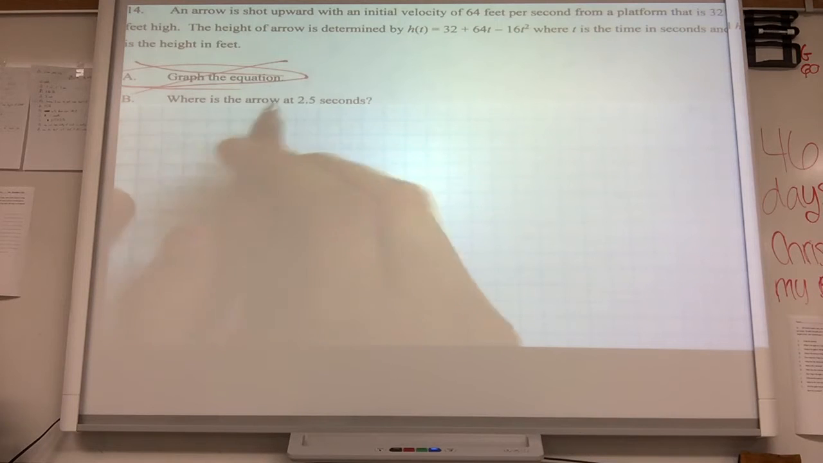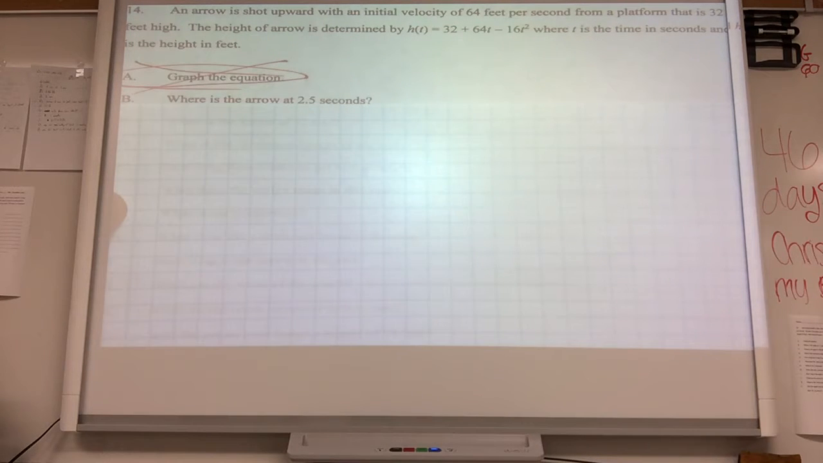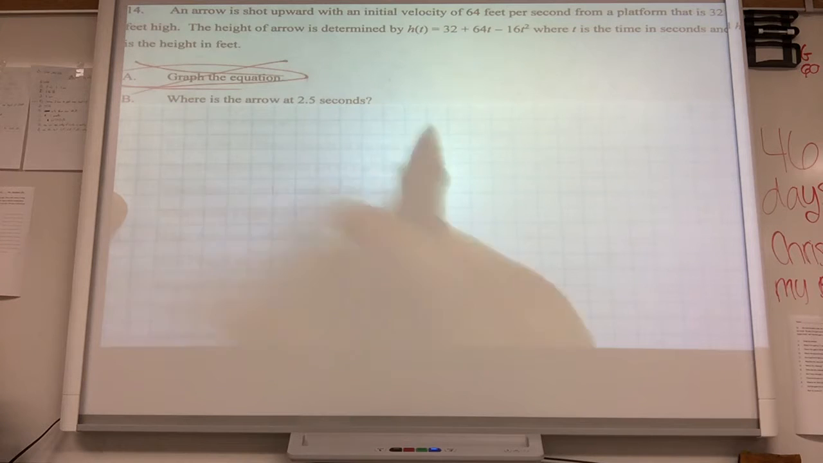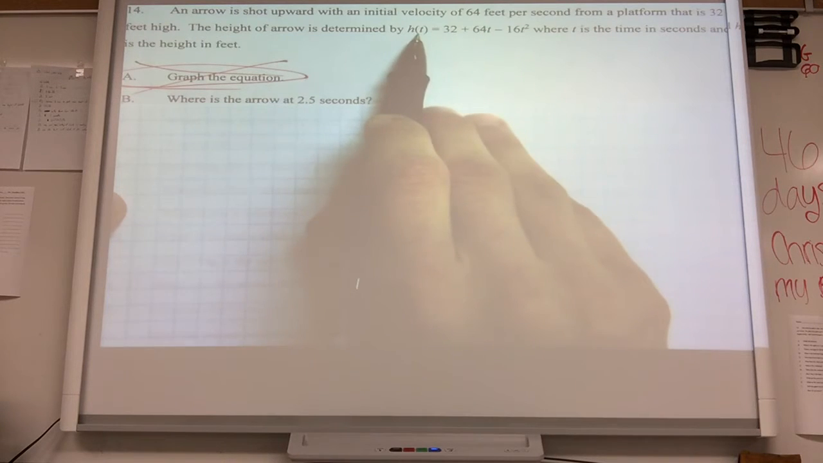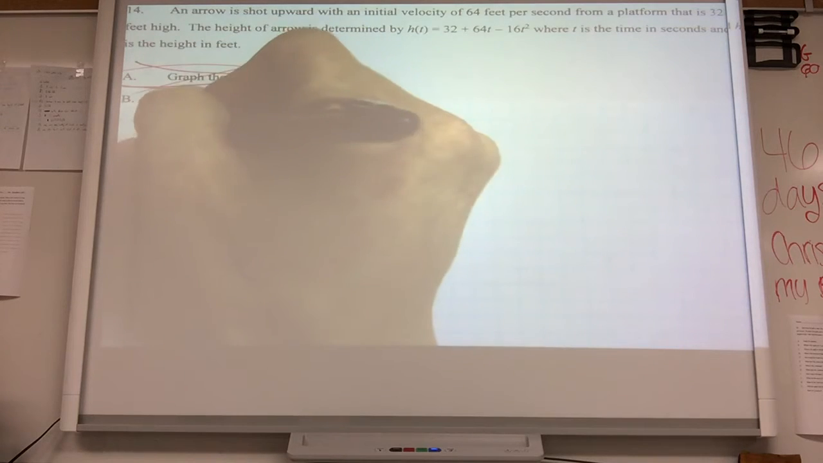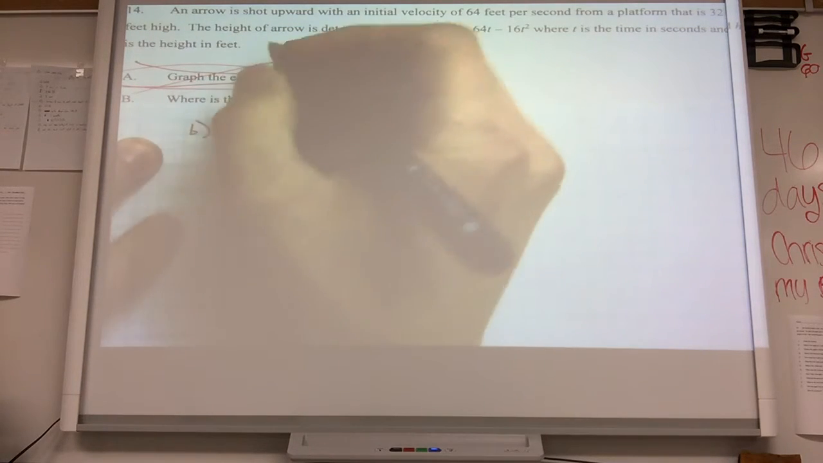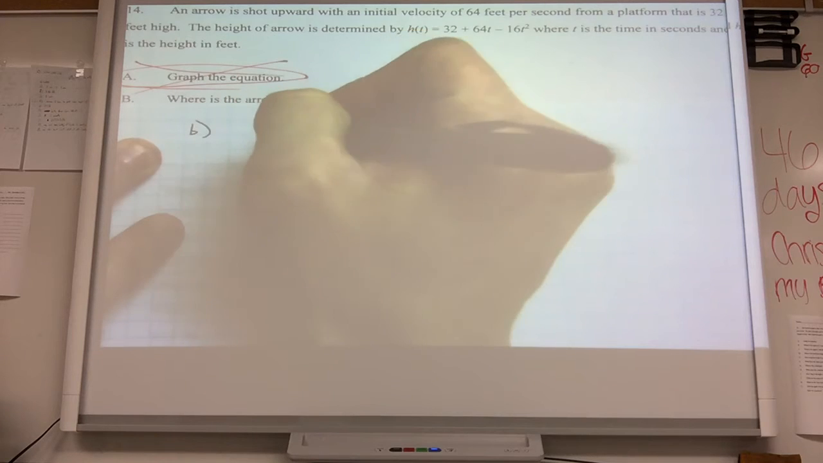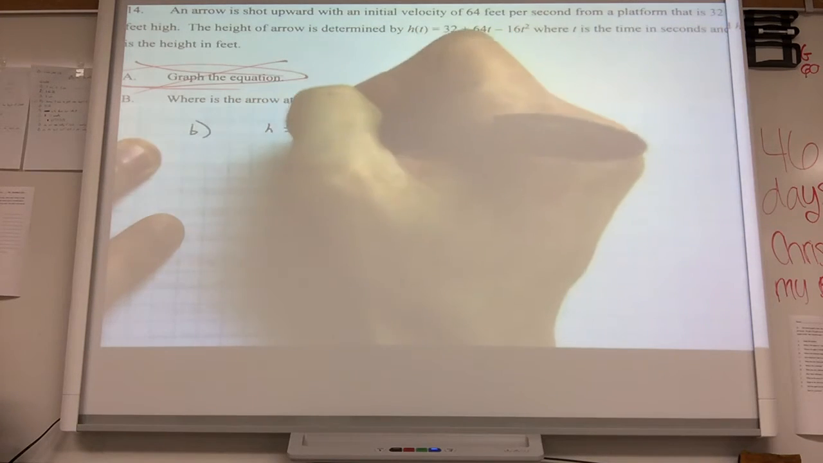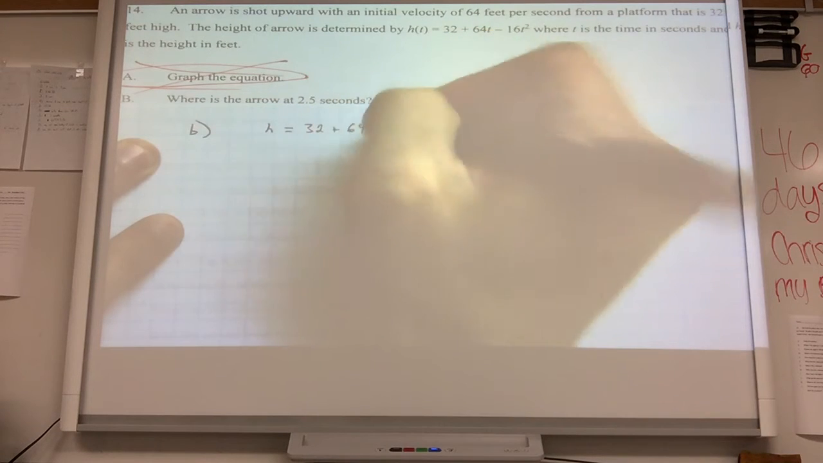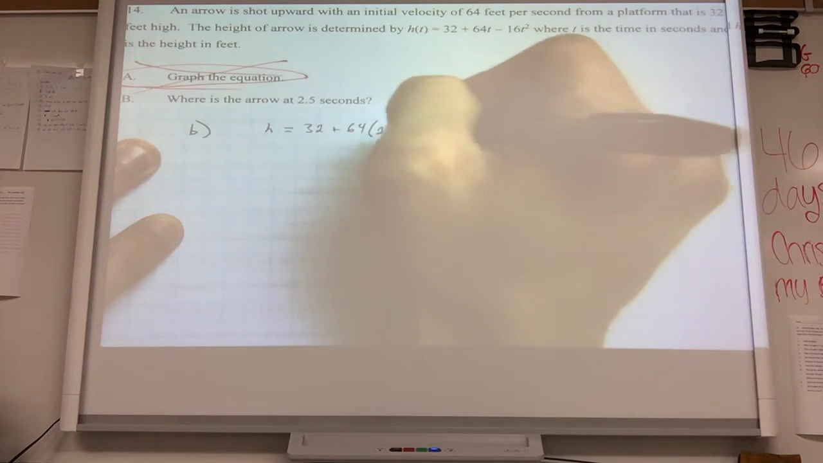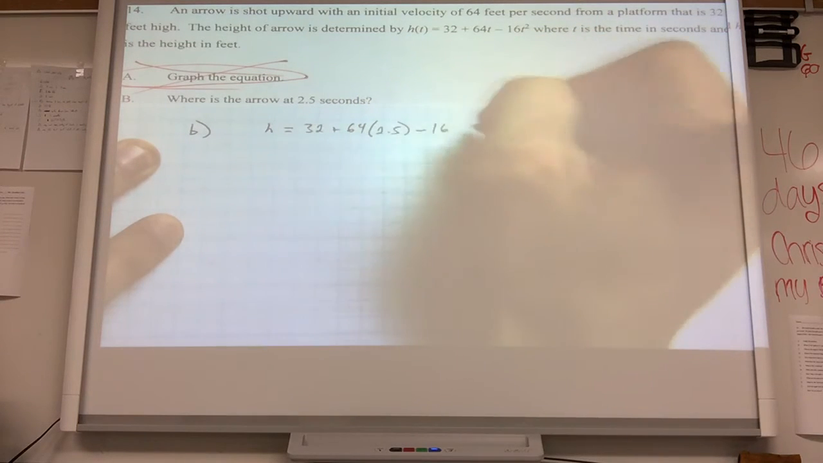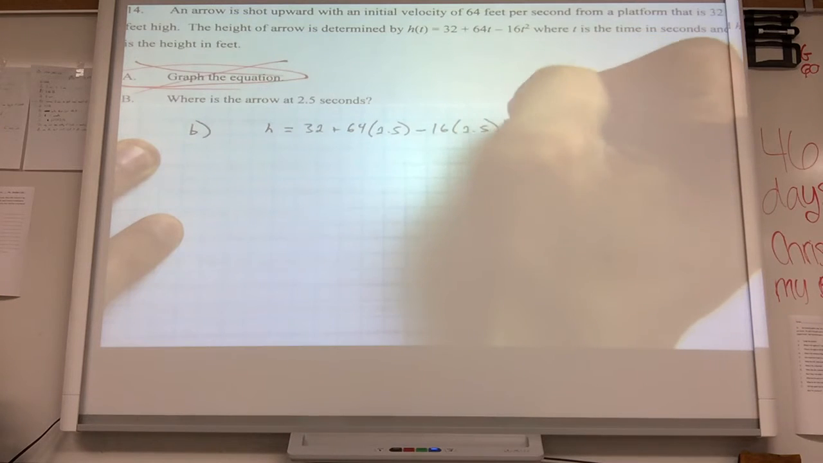So for example, this first one, B, it says, where is the arrow at 2.5 seconds? So the piece of information that they gave me was a time. They gave me a t. I'm going to use it to find the height, or the where. All right, so starting off, B, using this equation, it says where is the arrow? So we're solving for the h of t part. Where is the arrow? 32 plus 64, and you'll notice I'm just rewriting this equation, 64 at time 2.5. So instead of writing t, I'm going to write 2.5, minus 16 times 2.5 squared.